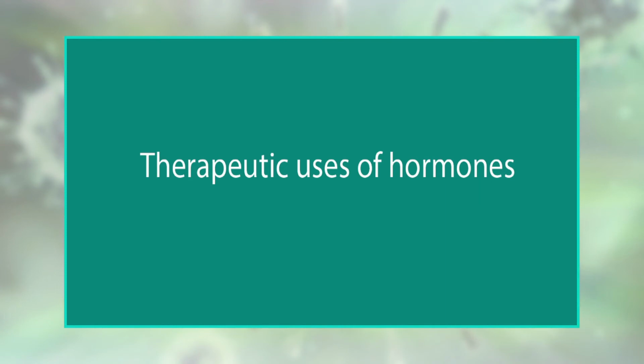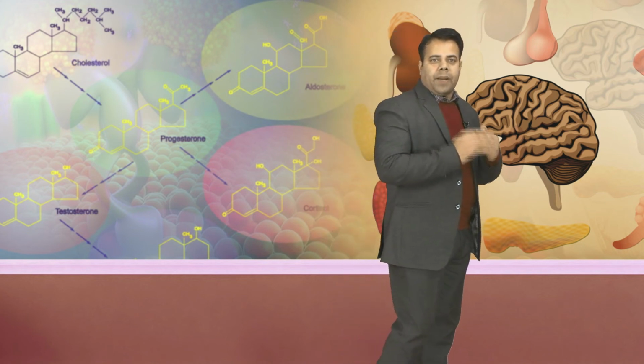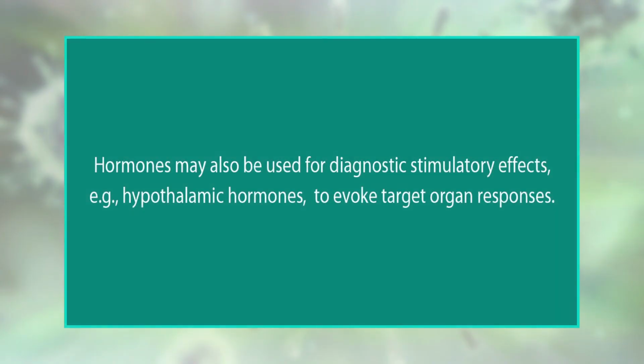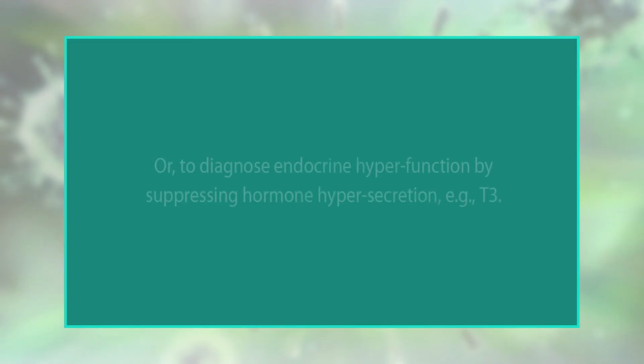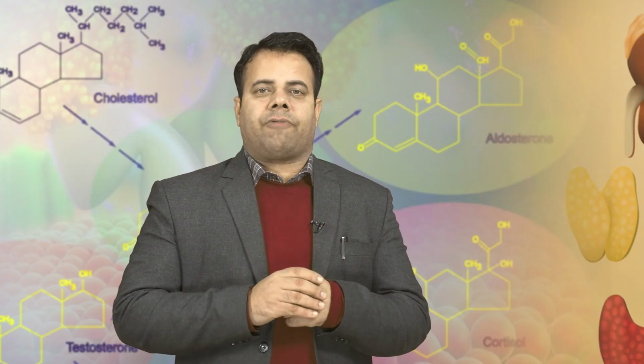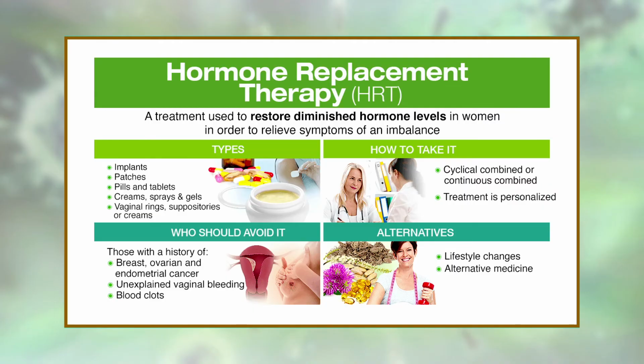Let's now briefly discuss the therapeutic uses of hormones. In general, hormones are employed pharmacologically for both their replacement and suppressive effects. Hormones may also be used for diagnostic stimulatory effects, for example, hypothalamic hormones to evoke target organ responses, or to diagnose endocrine hyperfunction by suppressing hormone hypersecretion. Example is the T3 from thyroid gland. Ablation of endocrine gland function due to genetic or acquired causes can be restored by hormone replacement therapy.